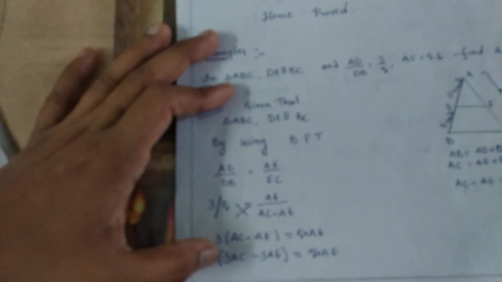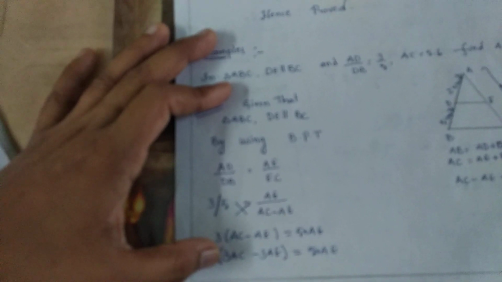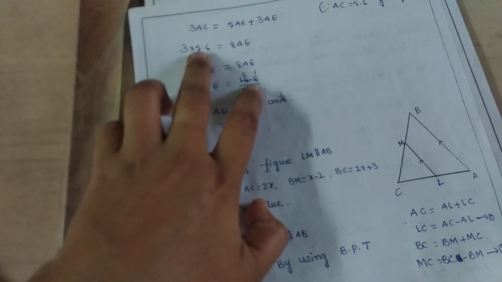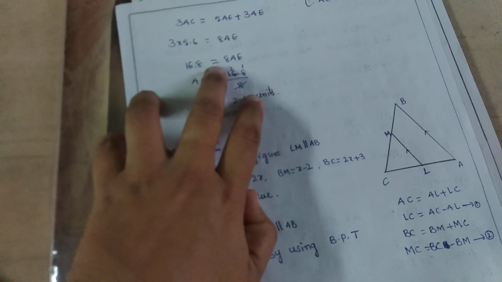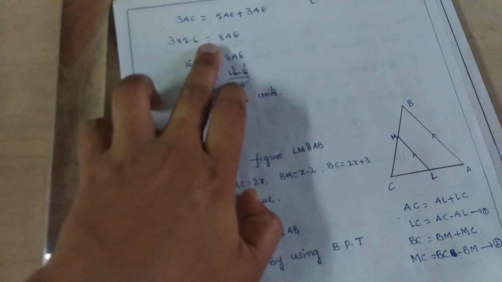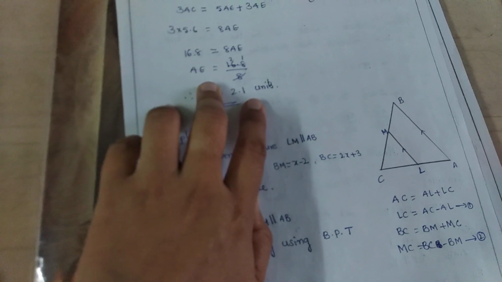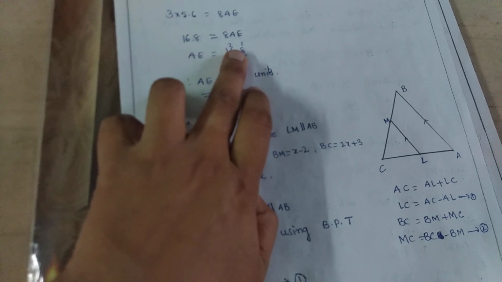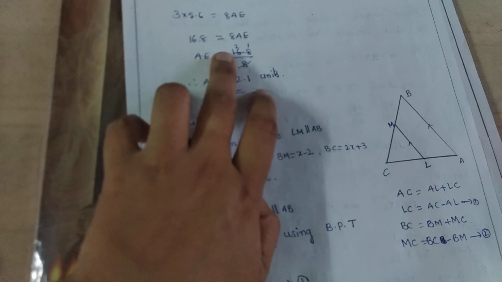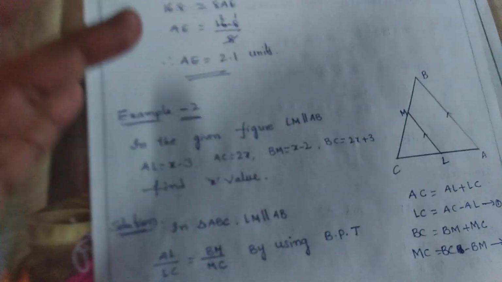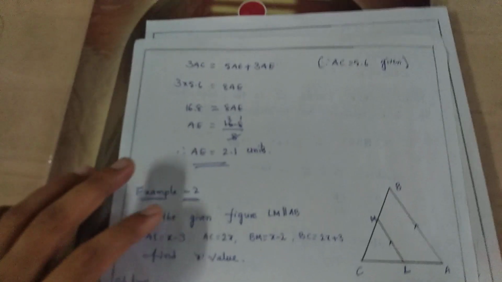Multiplying inside, 3AC minus 3AE equals 5AE. So 3AC equals 5AE plus 3AE. With AC given as 5.6, 3 times 5.6 is 16.8, so 16.8 equals 8AE. AE equals 16.8 by 8, which is 2.1. Therefore AE equals 2.1 units. Did you understand, children? That is based on the basic proportionality theorem.